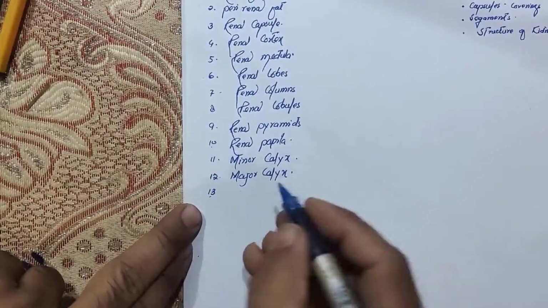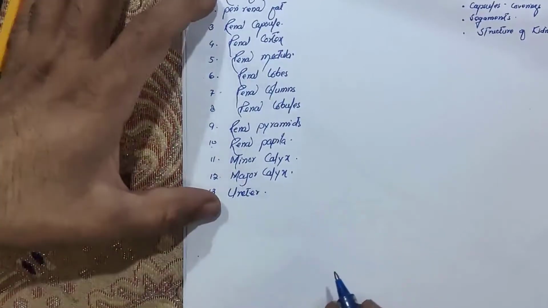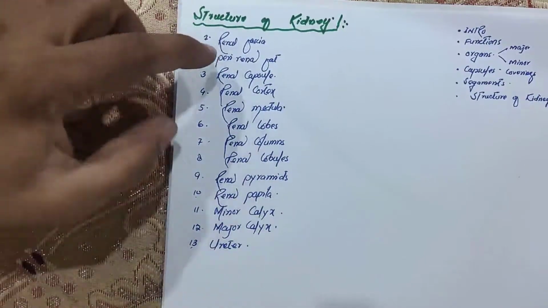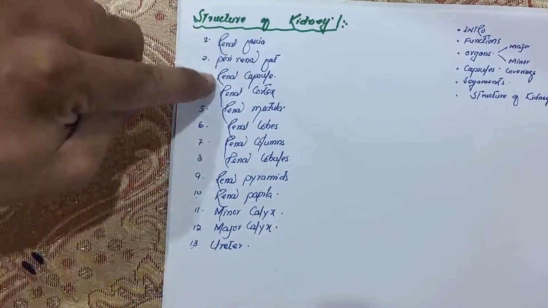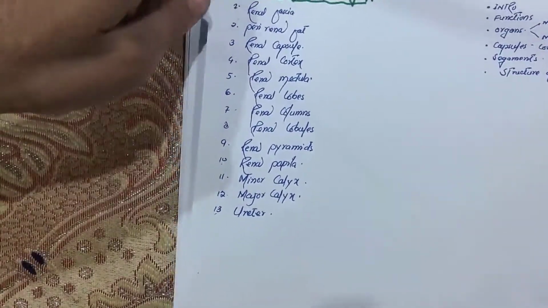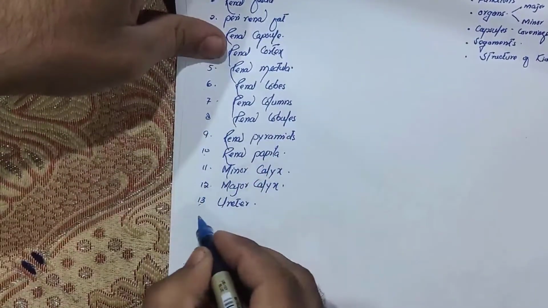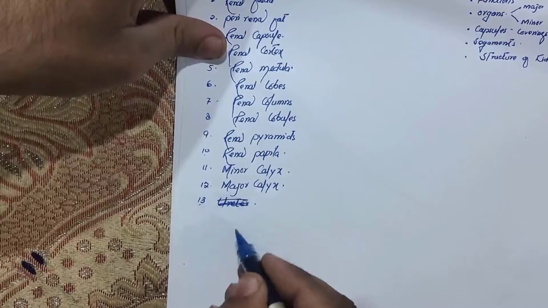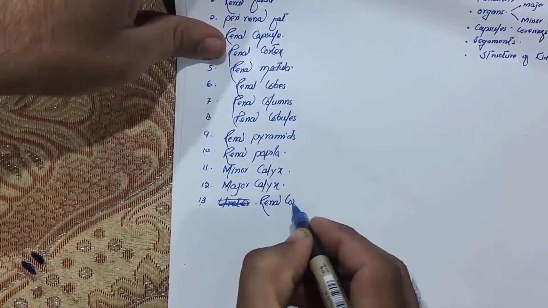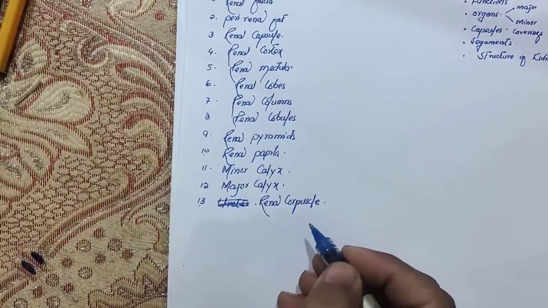The ureter will be discussed in a separate lecture. So let me put it here, there is the ureter. So all these important parts are present in your kidney. If you want to know about the structure of the kidney, you should have a concept of all these. And one thing which is very important, which I should write there, is the renal corpuscle. Instead of the ureter, we will write the renal corpuscle. Right, this is the renal corpuscle.